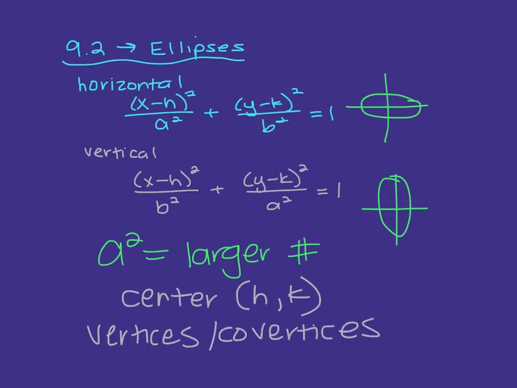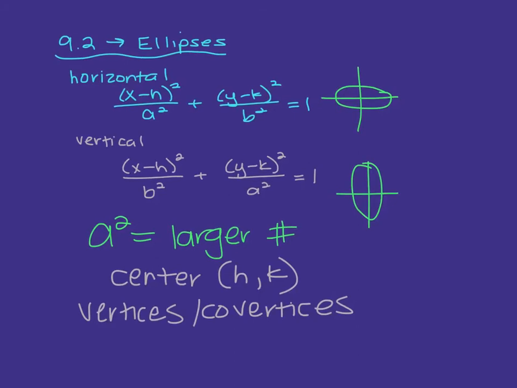So your vertices, if it's vertical, you're adding the a onto the y value and keeping the x. If it's horizontal, you're adding the a onto your x center and keeping the y. And the co-vertices is the opposite. So if it's horizontal, you're adding and subtracting the b onto the y. And if it's vertical, you're adding and subtracting the b onto the x. So that's the co-vertices. So vertices gets the a, co-vertices is the b, and the last thing is the foci.